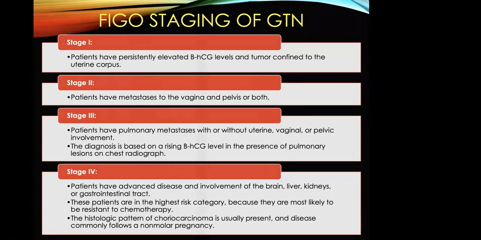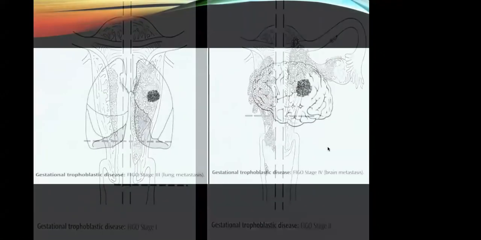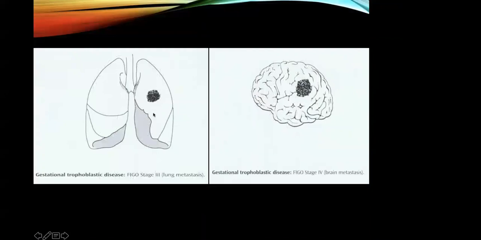This is the FIGO staging of GTN. This is also the diagram which tells you about choriocarcinoma involving only the uterus, stage one. FIGO stage two, involvement of the ovary and vagina; you can see it beyond the pelvis into the fallopian tube and into the lateral wall, the broad ligament. Stage three, cannonball appearance on the X-ray chest PA view.